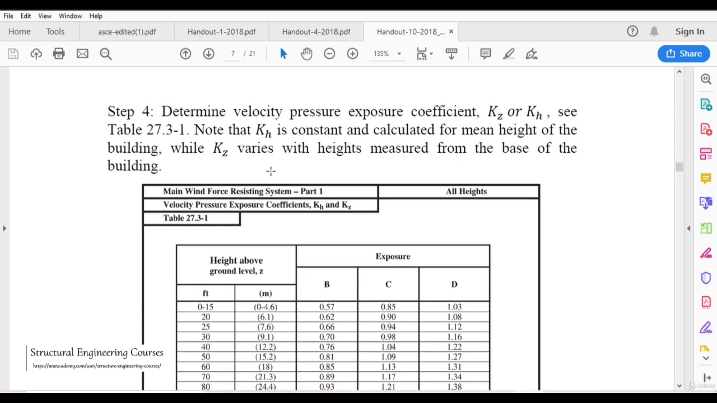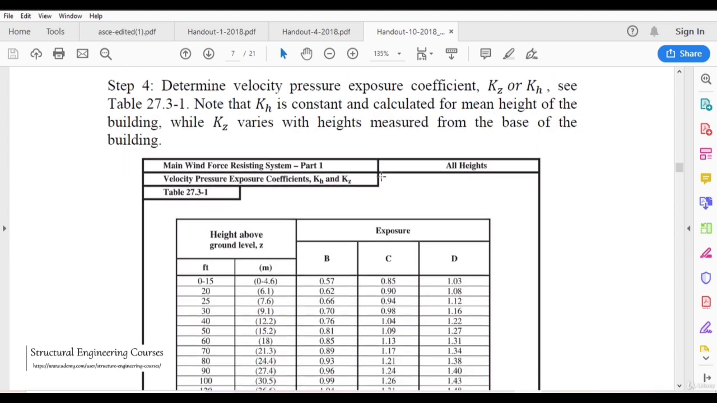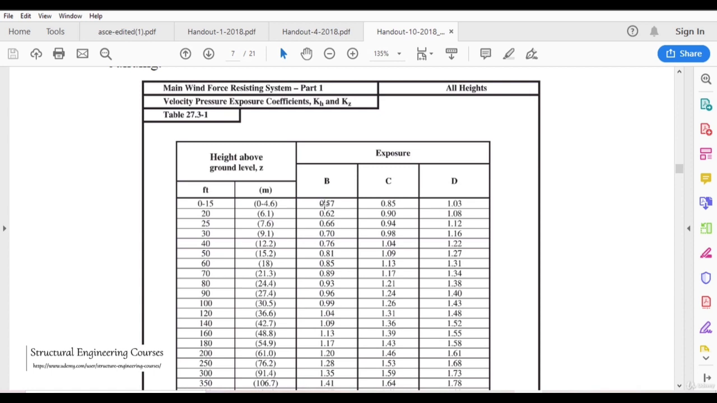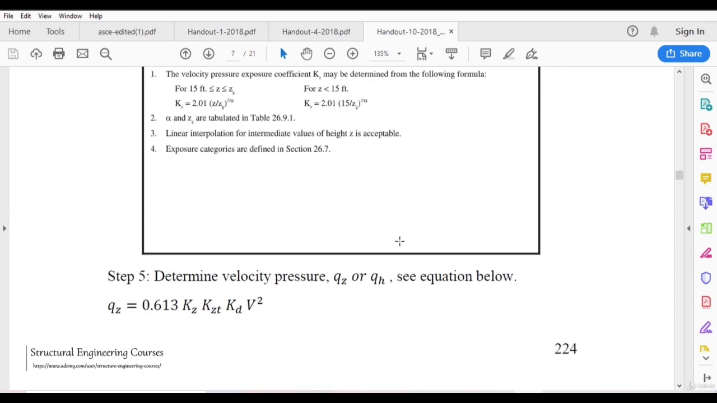So this is the table that has been taken from the ASCE. So here we can see that this is the height above the ground level. They have classified that in feet as well as in meters, because 50 feet means approximately 15.2 meters. So for that, as per the exposure classification, it can be either B, C or D. For those exposure classifications, we can determine these exposure values here. After that, we can finally calculate the qz value.